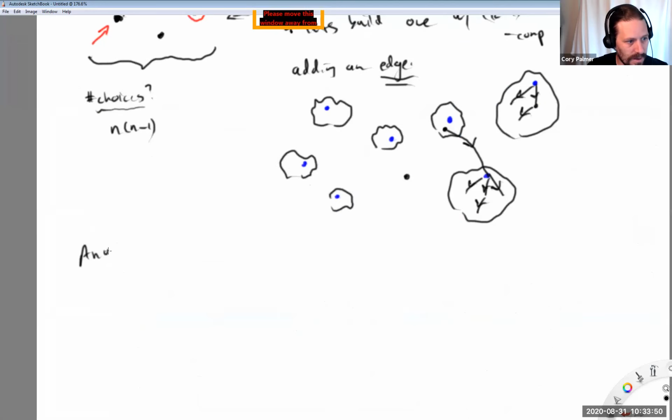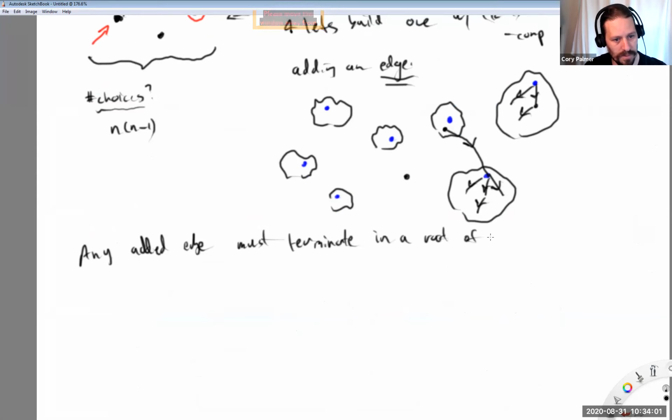So any added edge must terminate in a root of some component, okay? That's in order to preserve this branching business. So that was the reason for introducing this branching rule, because if we didn't say the branching rule, you'd have to say, well, you add an edge, it has to go to a root, but why? And if you see that you're preserving this orientation, it's clear that it's got to go that way. Okay, so it's got to terminate in a root. Where must it start? Can it start in a root?